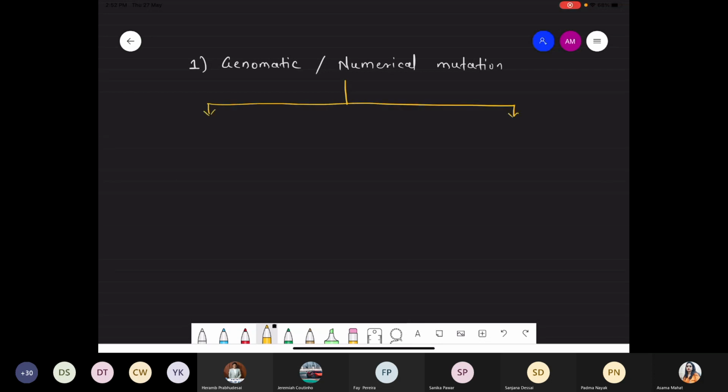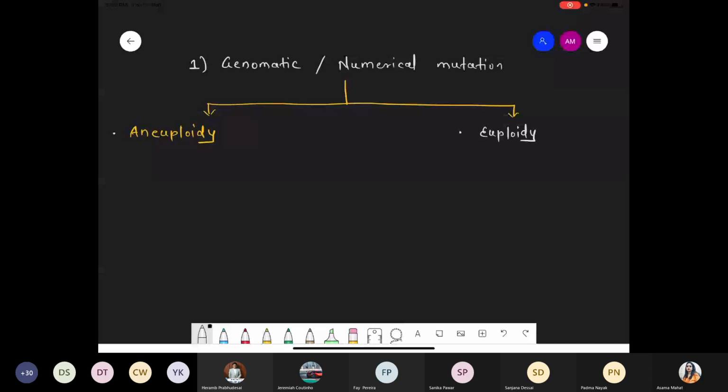First one is aneuploidy. The names are similar, but you have to remember aneuploidy, right? And the second one is euploidy. Yes, the difference part is done. We are now talking in detail about the genomatic and numerical mutation. So first of all, we are talking about aneuploidy.